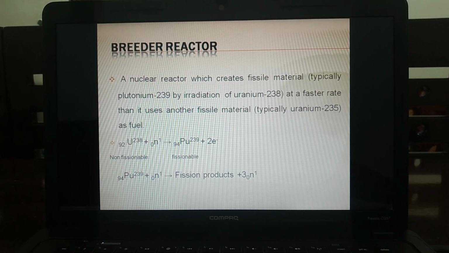Breeder reactor. A nuclear reactor that generates more fissile material than it consumes. This reactor can be fueled with more commonly available isotopes uranium-238 and thorium-232, as opposed to the rare uranium-235 which is used in conventional reactors. Uranium-238 is bombarded with neutrons to form the fissionable isotope plutonium-239 with elimination of electrons. This plutonium-239 reacts with neutrons to form fission products and elimination of 3 neutrons.